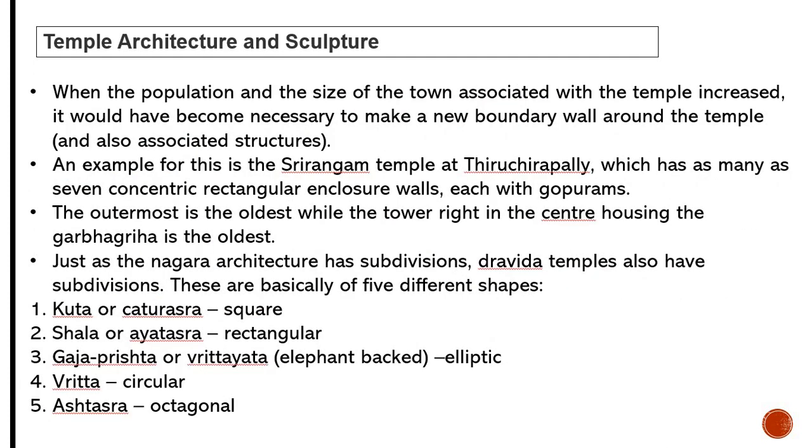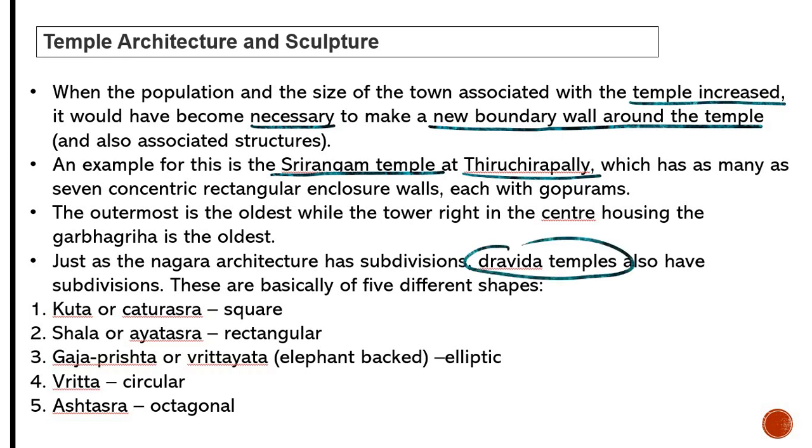When the population and the size of the town associated with the temple increased, it would have become necessary to make a new boundary wall around the temple. An example is the Sri Rangam temple at Tiruchirappalli. Now over here you can see that in Dravid temples there are different shapes.